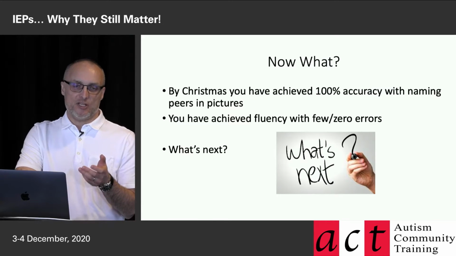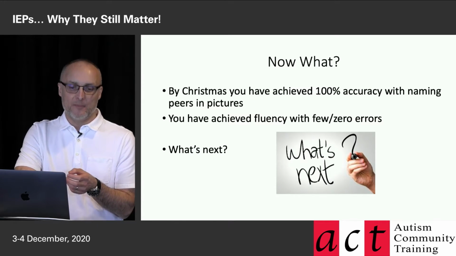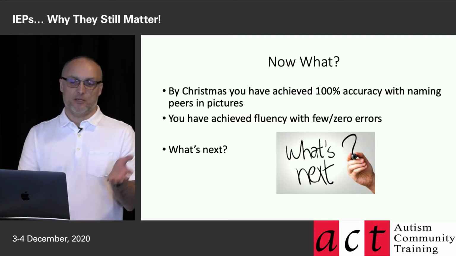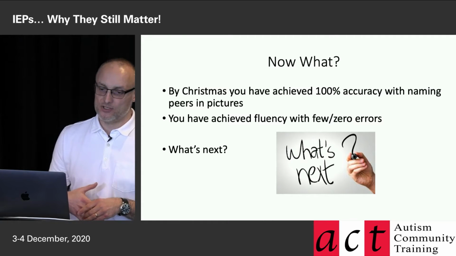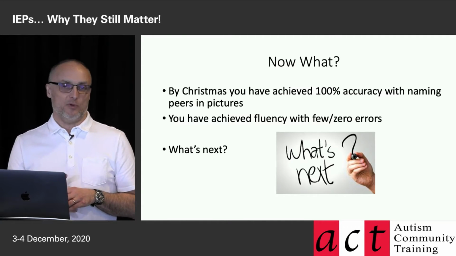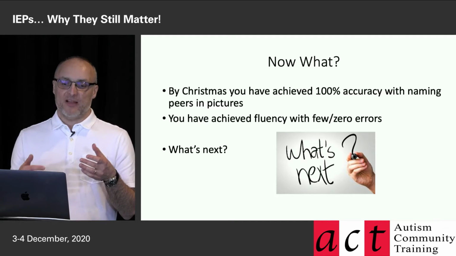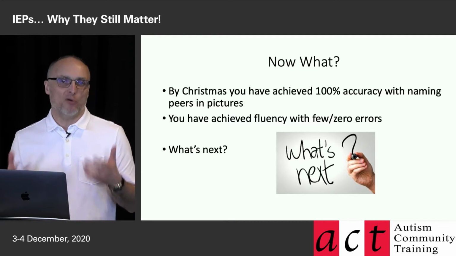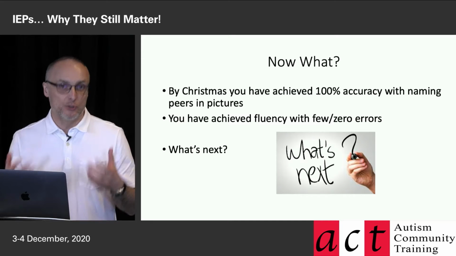And then you ask, well, he achieved this, right? This was achieved in November. By Christmas, you've achieved 100% accuracy with naming peers and pictures. You've achieved fluency with low or no errors. Then the question becomes, where do you go from here? What's next? What's the next evolution?